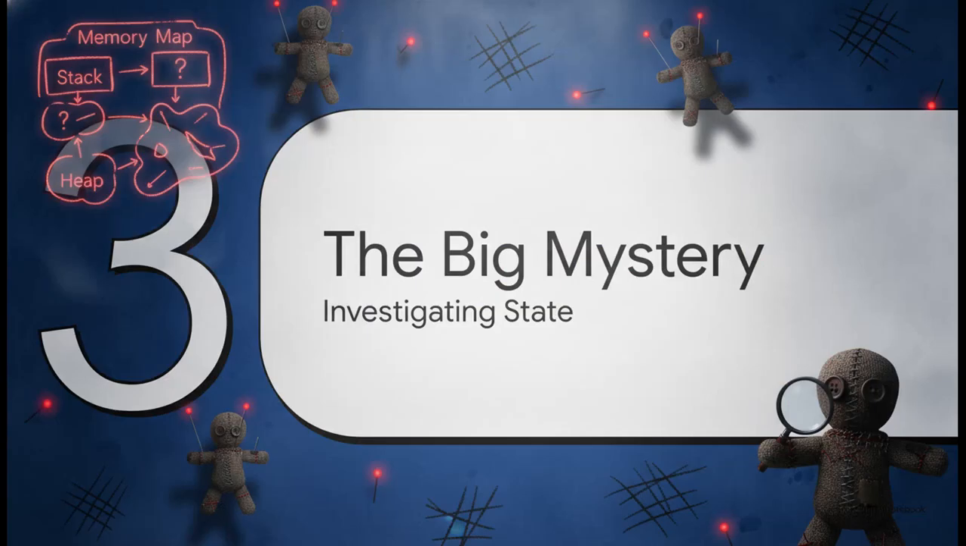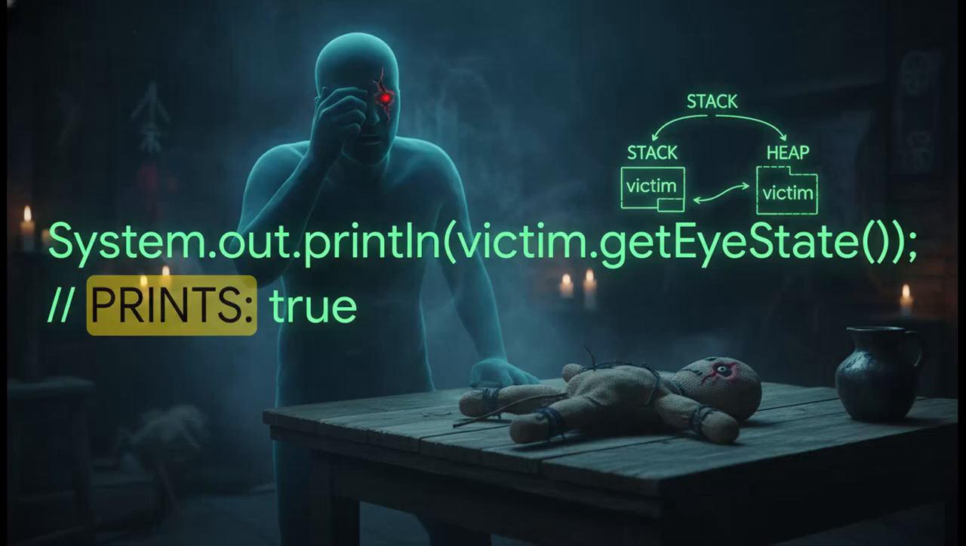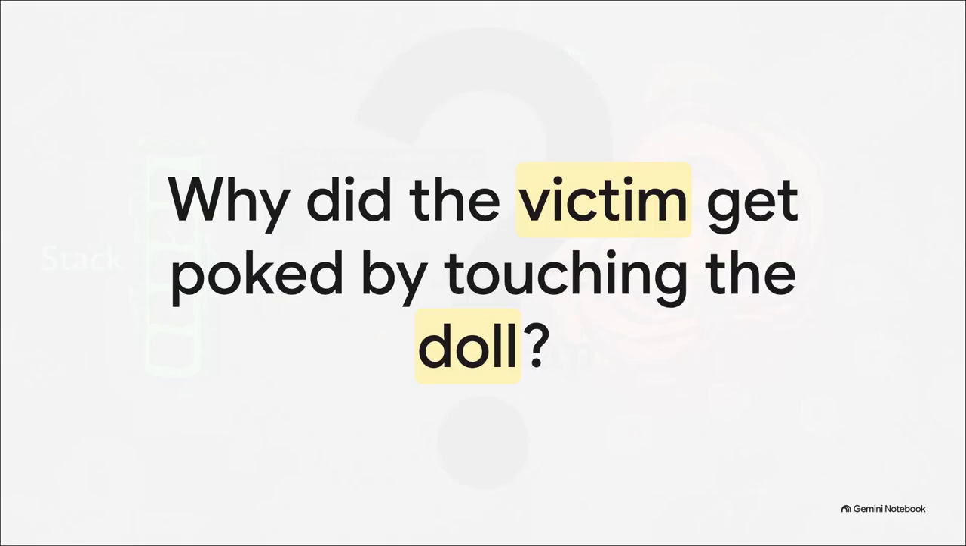Which brings us to section 3, the big mystery. Because now we have to check on our victim. We ask Java, hey, what's the status of the victim's eye? We print it out, and the console spits back, true. Let that sink in for a second. The victim's eye was actually poked. This is the crux of our whole explainer today. Why did the victim get poked when we only touched the doll? We never explicitly laid a finger on that victim variable after we made it. So how on earth did our code pull off this voodoo effect completely autonomously?